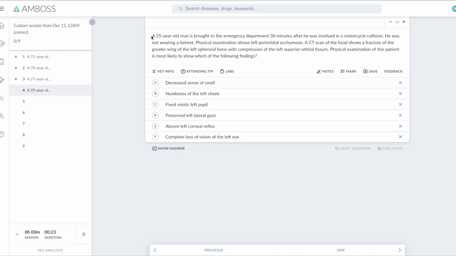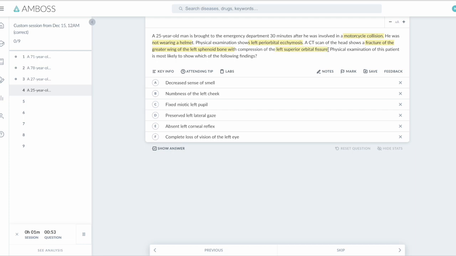So a 25-year-old man is brought to the ER 30 minutes after he was involved in a motorcycle collision. He was not wearing a helmet. So obviously this is like head injury, for example, like I'm anticipating. Physical exam shows left periorbital ecchymosis, which indicates there could be fracture. A CT scan of the head indeed shows a fracture of the greater wing of the left sphenoid bone with compression of the left superior orbital fissure.